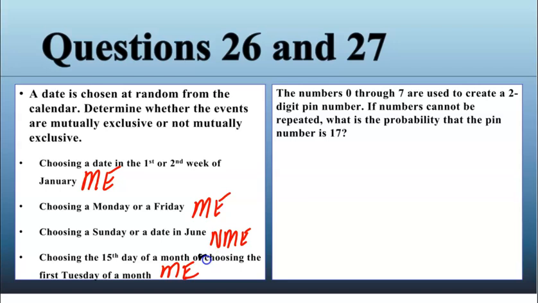Question 27. The numbers 0 through 7 are used to create a 2-digit PIN number. If the numbers cannot be repeated, what is the probability that the PIN number is 17? So the numbers 0 through 7, that would be 8 total digits. So there's only one opportunity to get 17, and you know it's a 2-digit number and they cannot be repeated. So that means I can use 8 digits here. That leaves me with 7 over here because they cannot be repeated. So this would be 1 over 56.